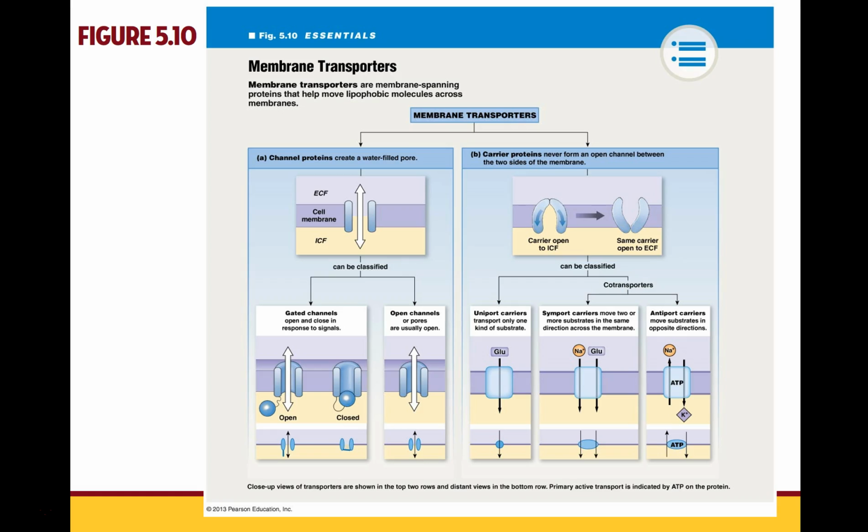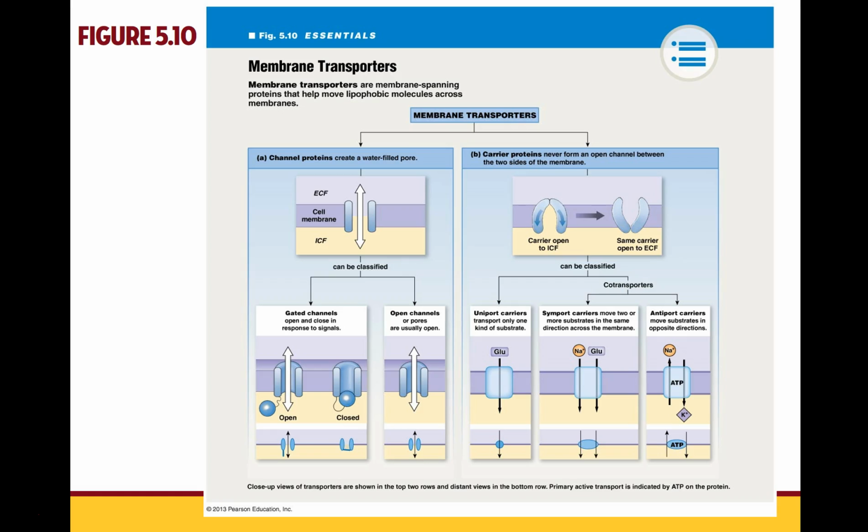So one example of that is what's called a uniport carrier. Think of the name uniport. It ports one thing, like the GLUT4 transporter is a uniport. It takes glucose, it pushes it from one side to the other. That's uniport. Another thing could be a co-transporter. So there's two versions of that. The symporter moves two things at the same time. So like here we have the sodium glucose symporter. It pushes both of them down the concentration gradient one way.